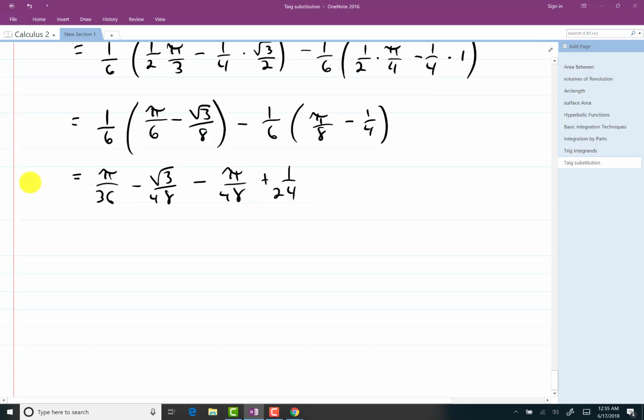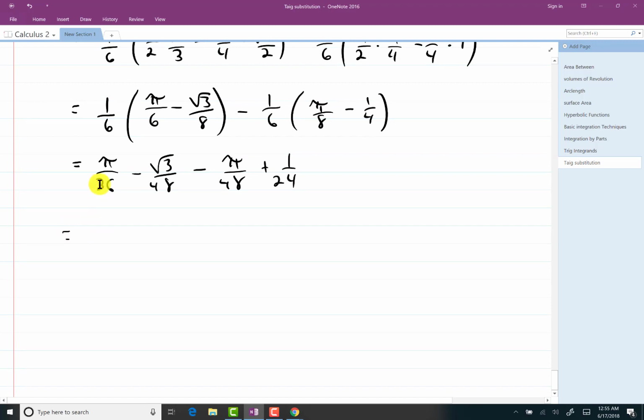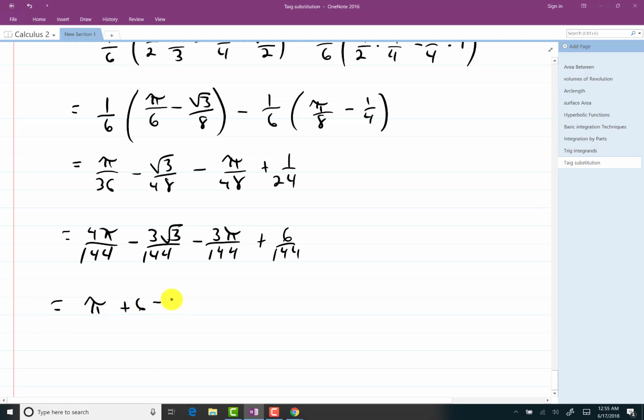Well, everything goes into 144. So this goes in there 4 times. So I have 4 pi over 144 minus 3 radical 3 over 144 minus 3 pi over 144 plus, I think that goes in there 6 times, 6 over 144, and we end up with pi plus 6 minus 3 radical 3 all over 144. And I'll let you check the numerical approximation to that, but that's a good enough answer for me.